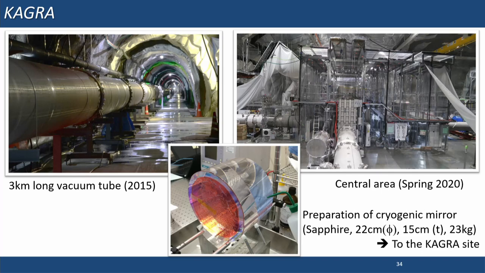And this is the mirror, one of the main mirrors used in KAGRA. This is a sapphire mirror, 22 centimeters in diameter, 15 centimeters in thickness. The weight is 23 kilograms. And after the preparation of this mirror, this mirror is installed into one of the cryostats in the KAGRA laser interferometer.